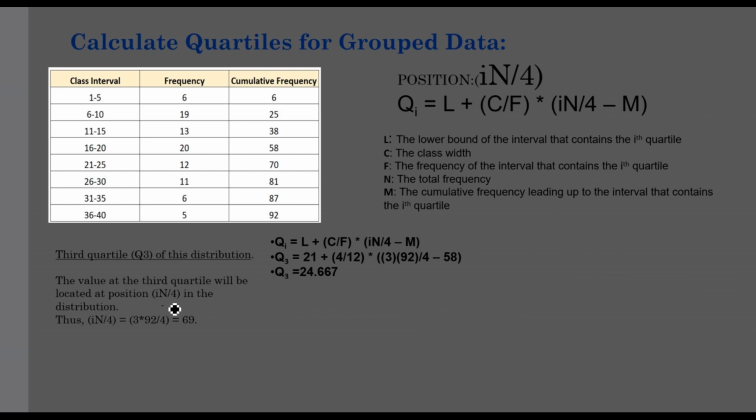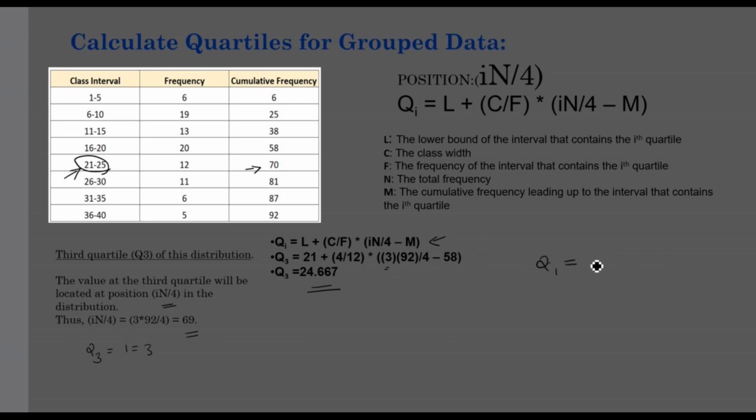So I am repeating. First we find iN by 4: 3 into 92 divided by 4, since for Q3, i equals 3 and N is 92. We get 69. The 69th value comes under this interval, which is our Q3 interval. Then we apply the lower limit 21 plus 4 by 12 into 3 into 92 divided by 4 minus 58. So the value of Q3 is 24.667.